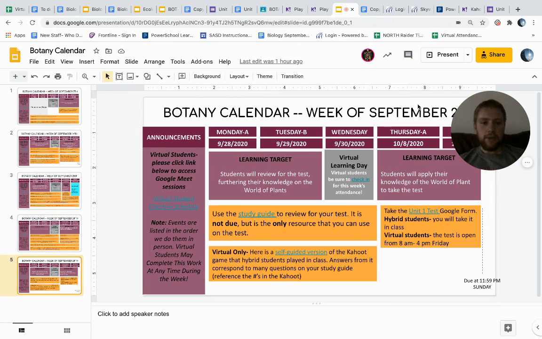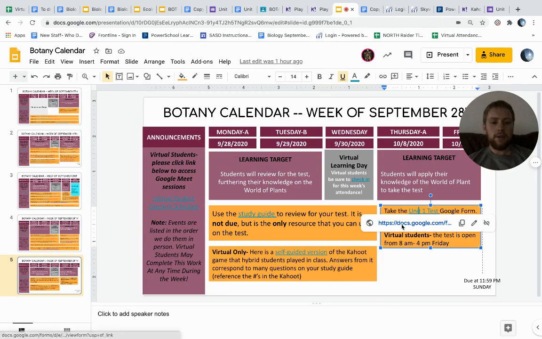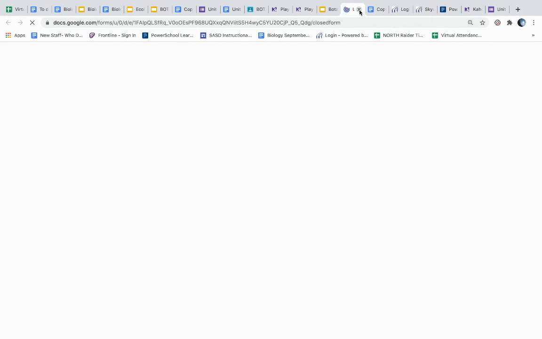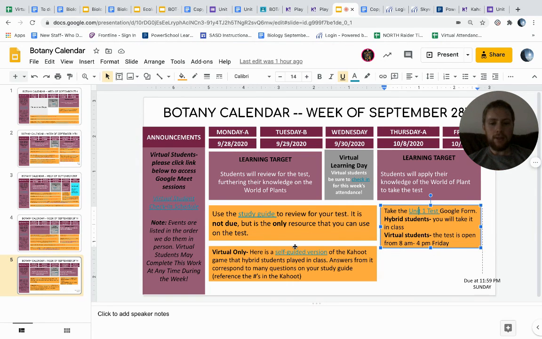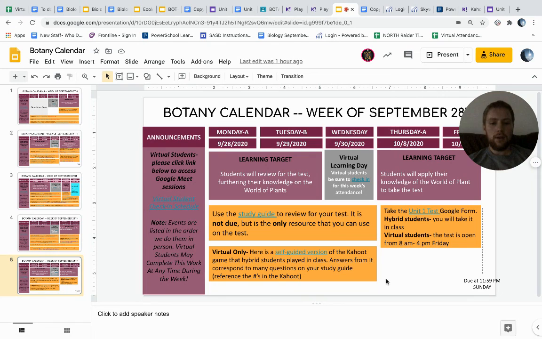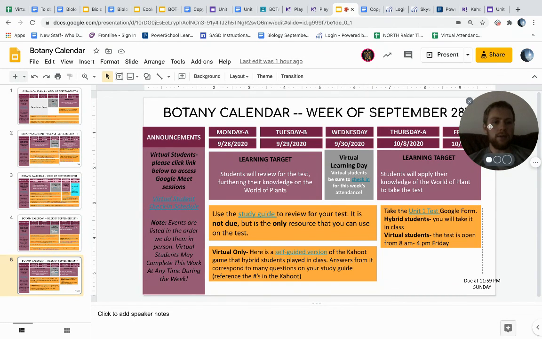On this week of the botany calendar, you will see a link to the study guide. It's not due, but it's the only thing that you can use on the test. Our test is 90 points, a massive part of your grade. 3 times the largest grade so far, 3 times the quiz. The link will also be posted here for the Unit 1 test. It'll become active when the test is open. Right now it will not be open. Here are reminders of when you take the test, and here is that Kahoot link if you would like to take it again, for example. Okay, everybody, I think that will cover the review stuff.